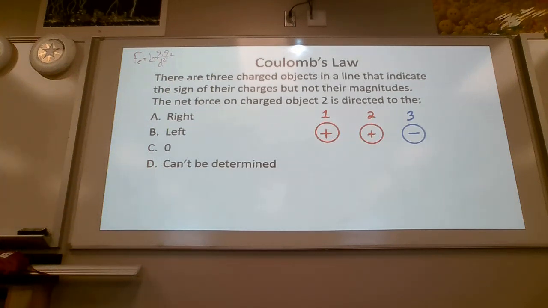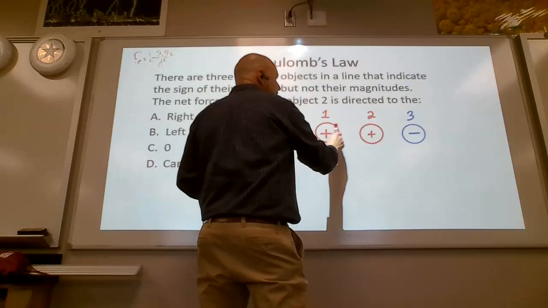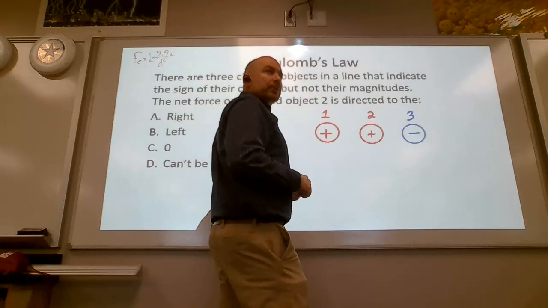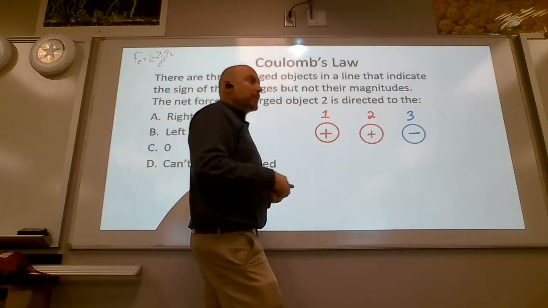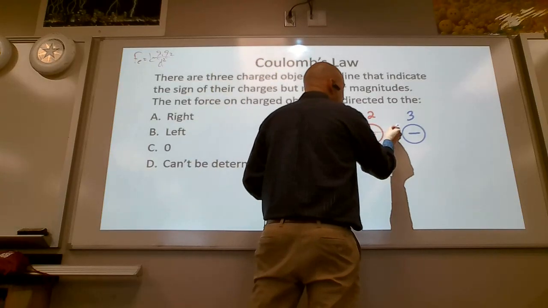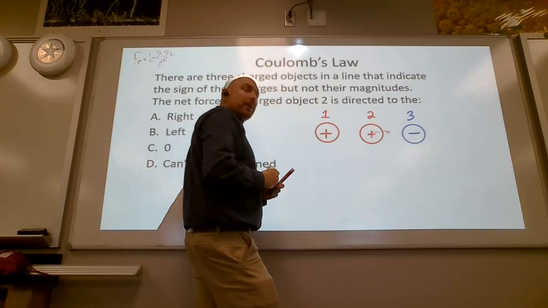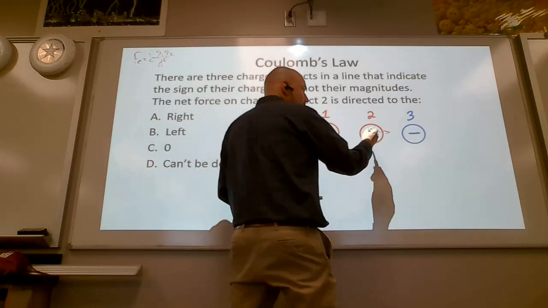Correct answer is A. What's going on between 1 and 2? Repulsion or attraction? Repulsion. Which way is 2 being repelled? To the right. What's going on between 2 and 3? Attraction. Which way is 2 being attracted? Also to the right.